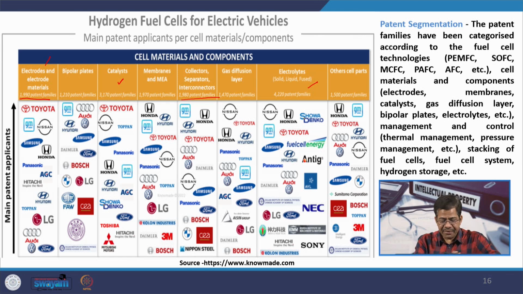So, there are different categories of cell materials and components, and in each of that you can easily understand that the most important researched area is electrolytes, because it has a maximum number of patent families, while the second most is catalyst where you have around 3000 plus patent families. So, in this way you get another idea of which is the most hot area out of all the cell materials and components.